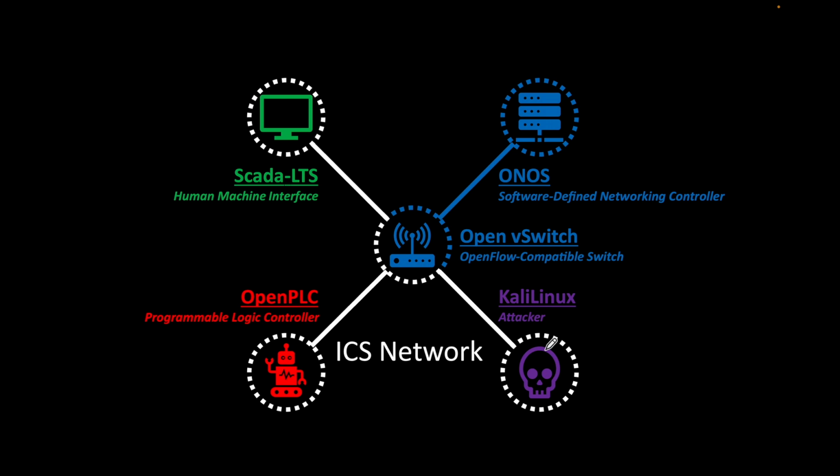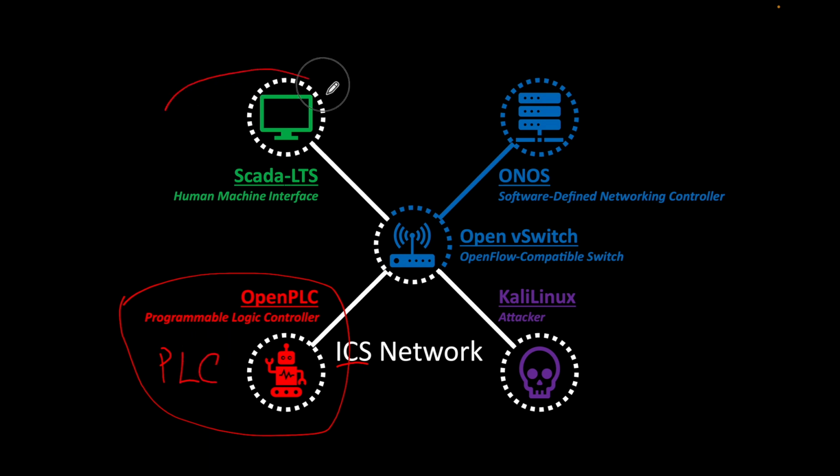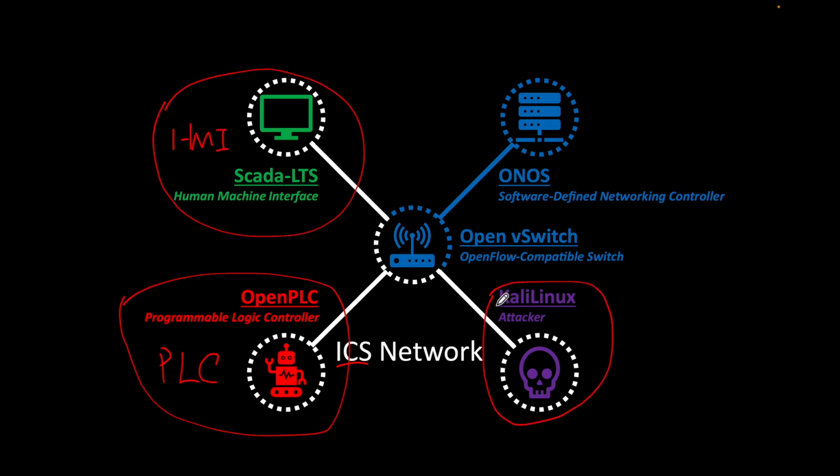Here is a concept map of an industrial control system network. We have the OpenPLC, the red one. It is a programmable logic controller, known as PLC. The green one, SCADA-LTS, is a human-machine interface, known as HMI. The Kali Linux is a Linux distribution used to deploy some attack tools.